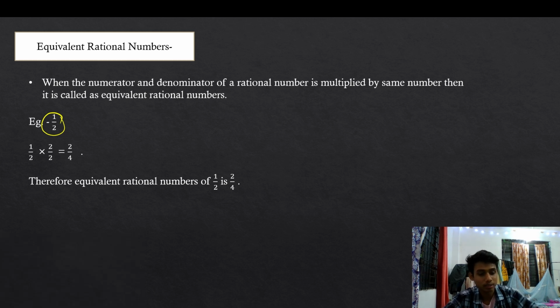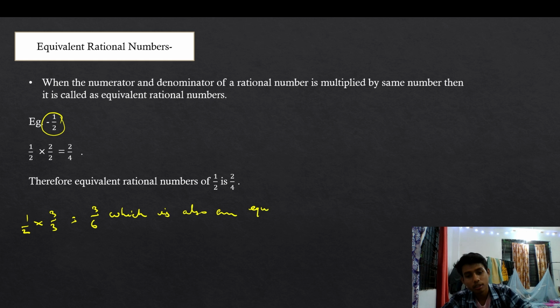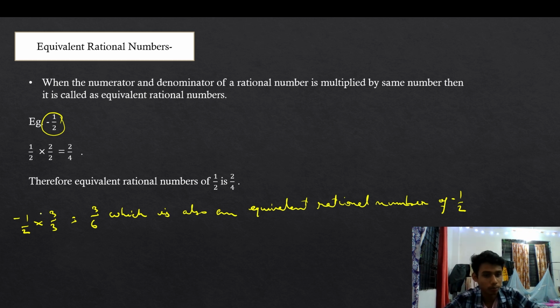Now we can find some other equivalent rational numbers of minus 1 by 2. For example, if we multiply 3 with both numerator and denominator of 1 by 2, we get 3 by 6, which is also an equivalent rational number of minus 1 by 2. Sorry, we have minus here, that's minus 3 by 6.